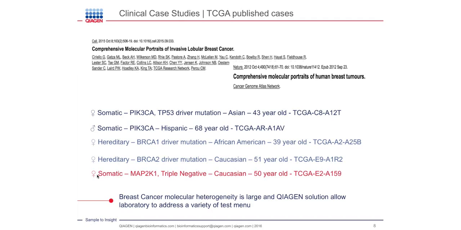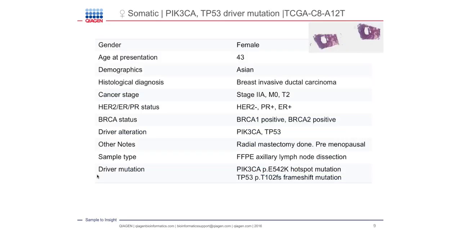So we hope that by showing you these 5 different cases, you can see that a tool like QCI can be used from the knowledge, clinical trial, and treatment points of view, and allow you to have a breadth of information for different cases. Because breast cancer is a disease where the molecular heterogeneity is large, and the QIAGEN solution will essentially allow your lab to address that variety in its test menu.